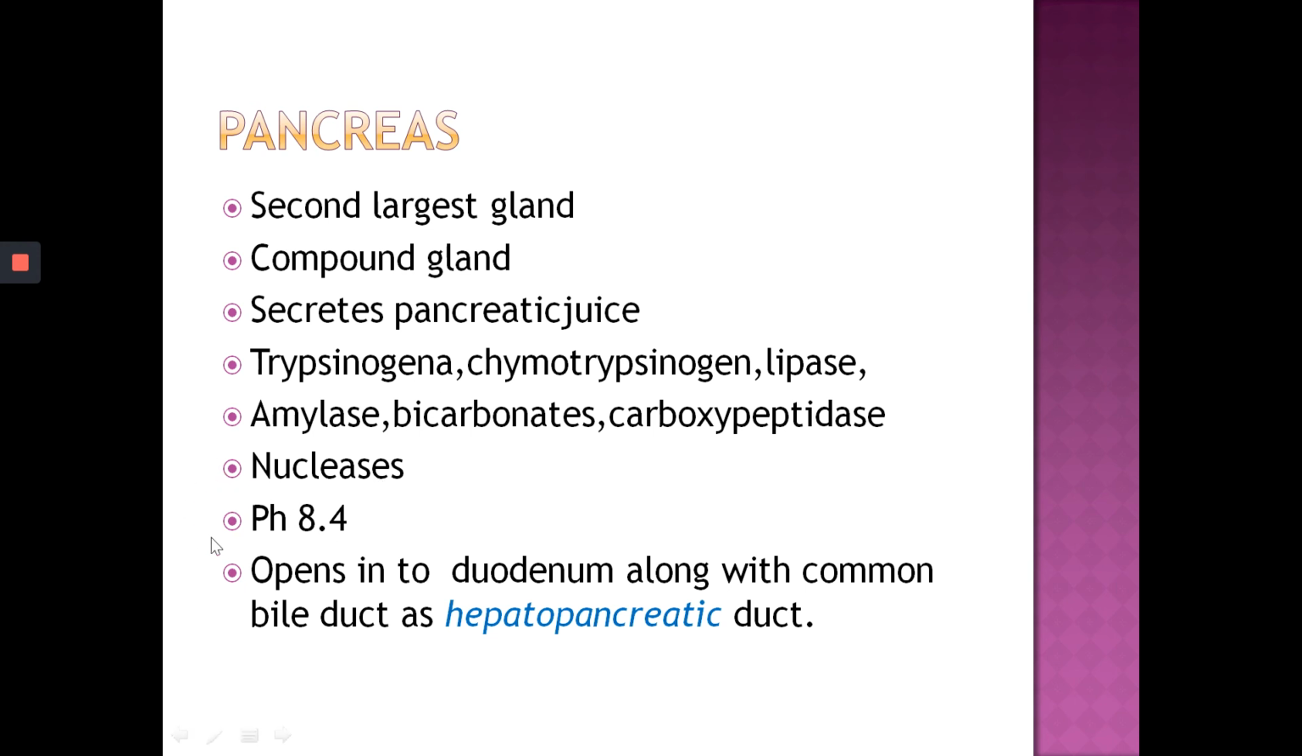Next, the pH value of pancreatic juice is 8.4. The duct that arises from the pancreas is known as the pancreatic duct. This duct combines with the duct from the liver and forms the hepatopancreatic duct. Hepato means coming from the liver, and pancreatic means coming from the pancreas. This duct opens into the first part of the small intestine, that is the duodenum.